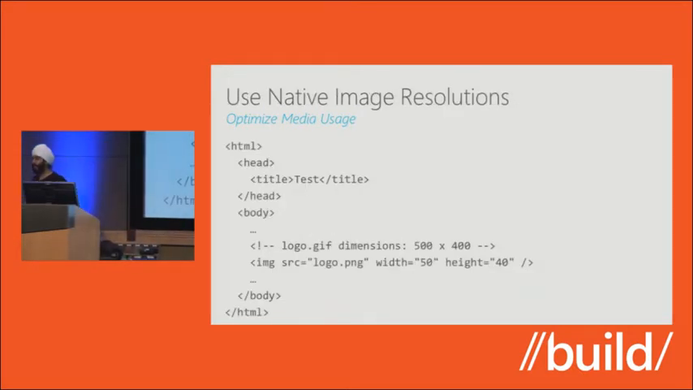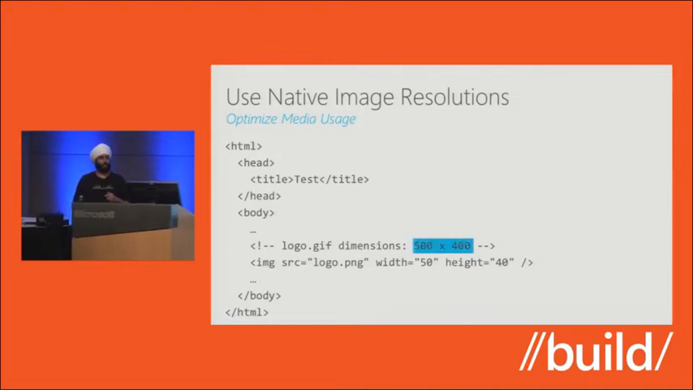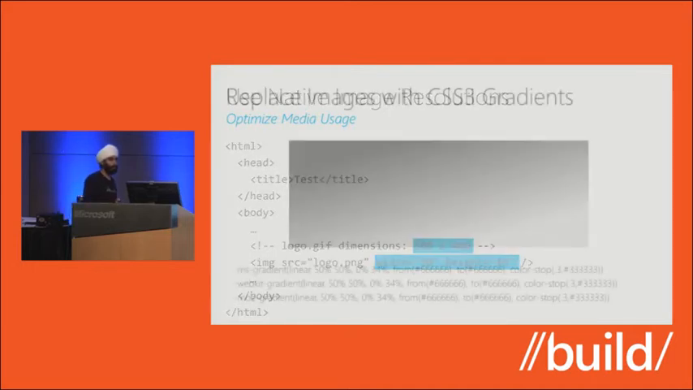When you include your images, make sure you do so in your native resolution. So in this example, I have an image that's 500 wide by 400 tall, but I'm only using 50 by 40. So I'm scaling it down 10%. Do this in an image program. Do it yourself. That will save you both bytes that you have to download and CPU time.